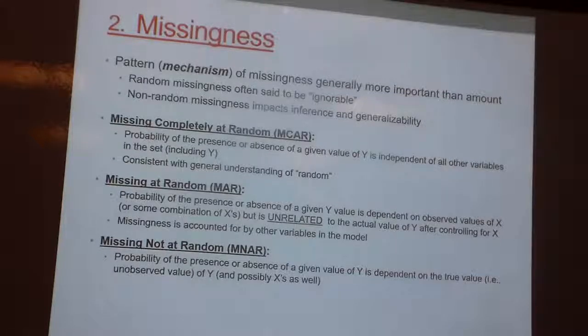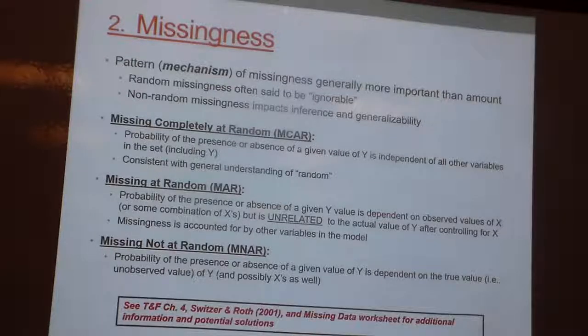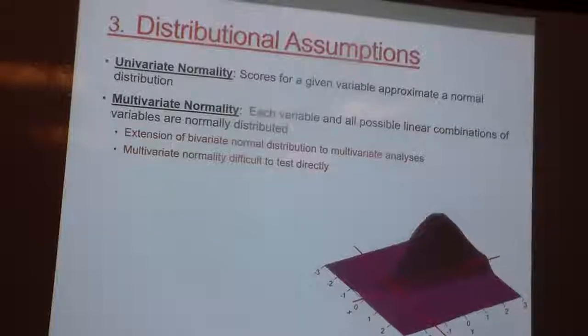So go through, take a look at this sheet again. I pulled this out of Schaefer and Graham. That's a really nice article to give you a good sense for mechanisms of missingness and potential impact and things like that. All right, questions on this? Okay, so missingness, wanted to get a sense for that.